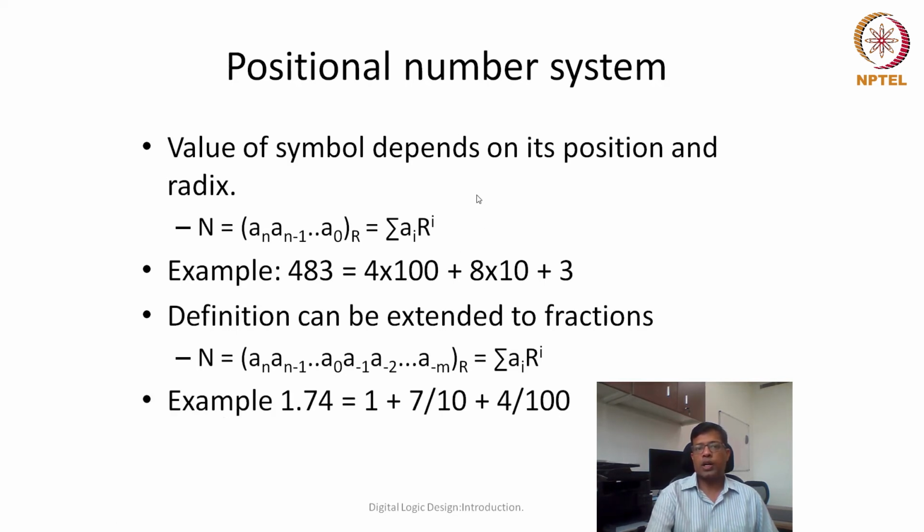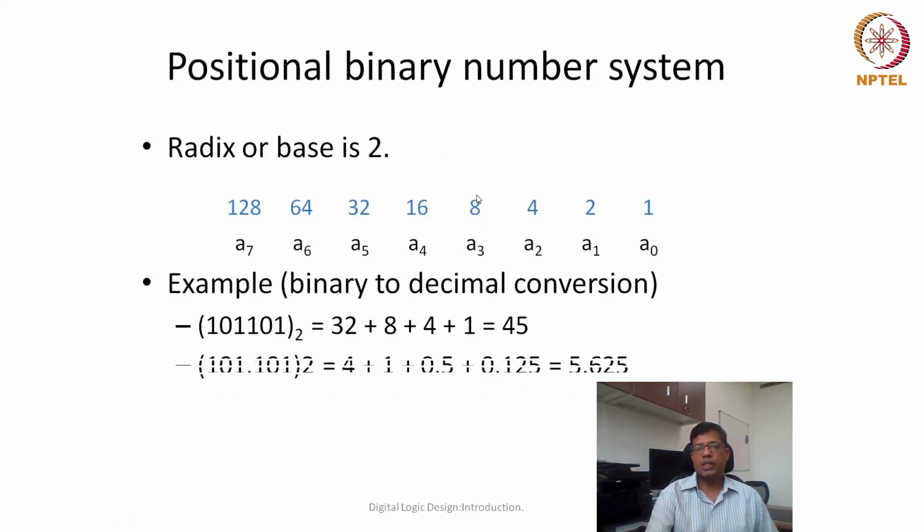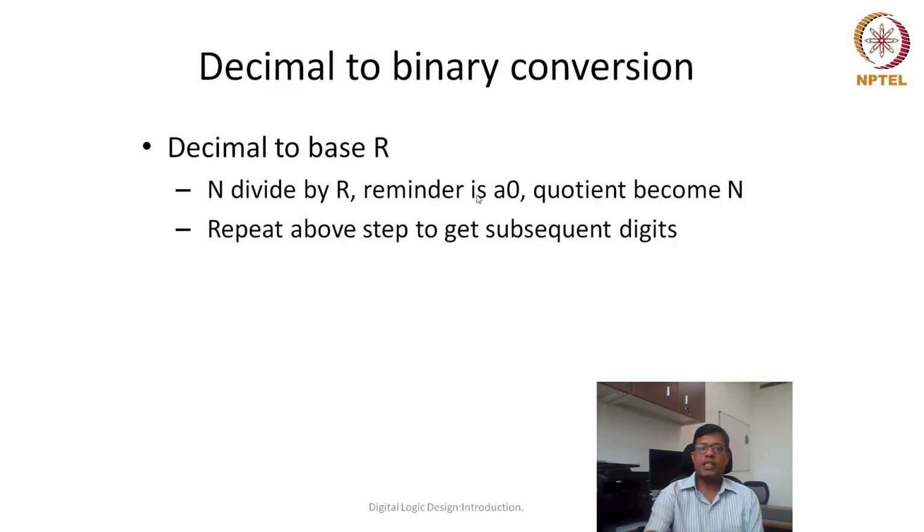Okay, so now after this, we can summarize that this binary system can be represented, and now we also know how to convert. If there is a binary number given, then how we would convert it into a decimal number. Okay, so let us see the next thing: if a decimal number is given, how to convert it into a binary number, or in general to any number with base r.